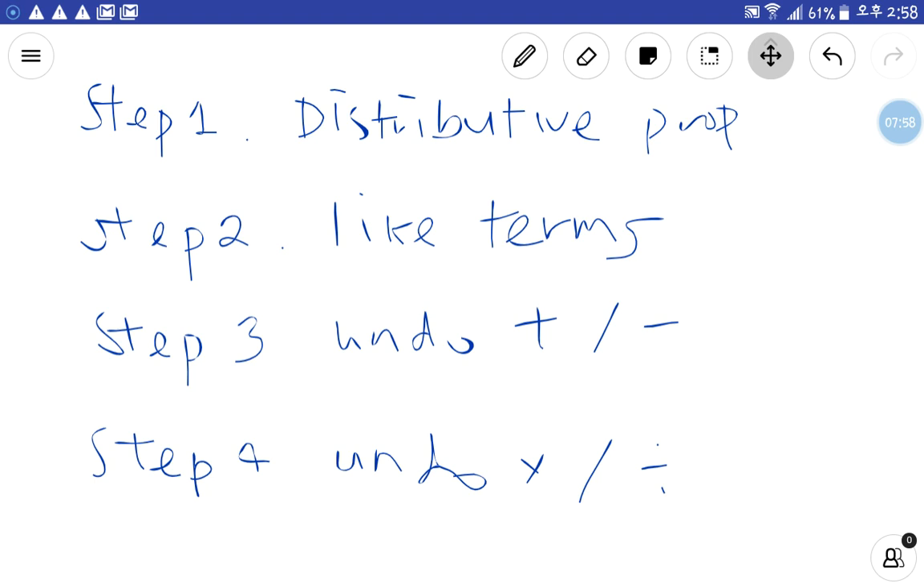So if you have a parenthesis, please apply the distributive property. If you don't have it, you can just keep going on to step 2. So step 2, combine like terms. Step 3, undo addition or subtraction, and undo multiplication or division. Alright, let's keep moving on to page 361. This section is about multi-step equations with fractions and decimals, which means you should know how to deal with fractions and decimals.